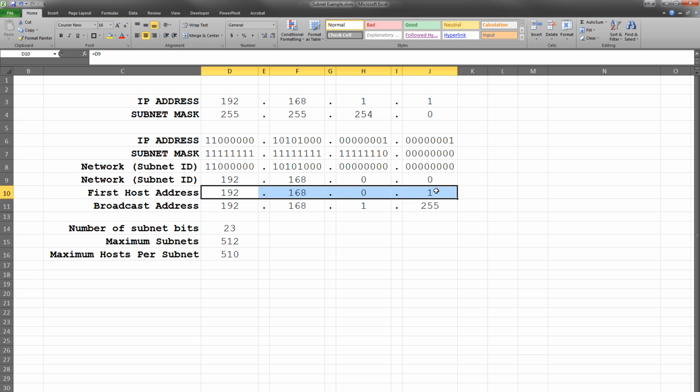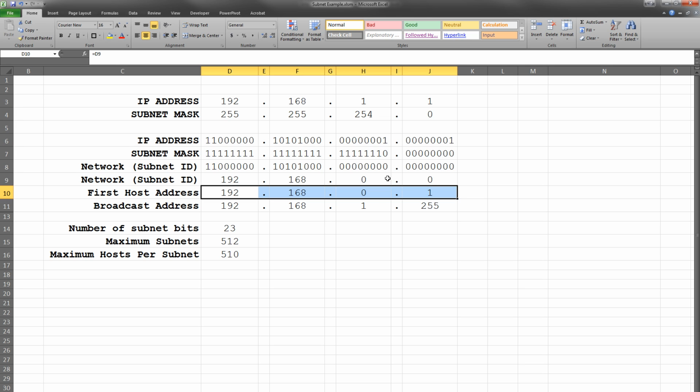But our broadcast address is different. It's actually, rather than 192.168.1.255, it's actually 192.168.0.255. It's 192.168.1.255. Now, why is that? Well, it's because we have more hosts. Our subnet mask is 255.255.254.0, and the maximum size of our subnet is 512 minus our 2 reserved addresses.